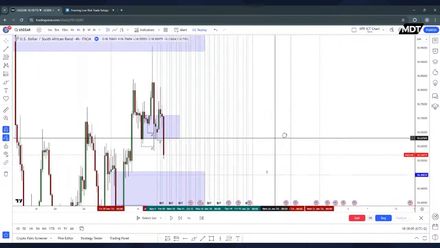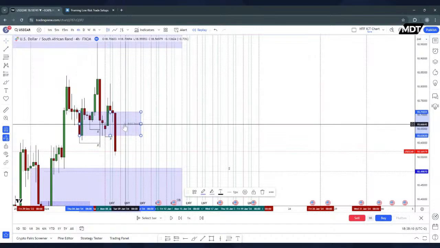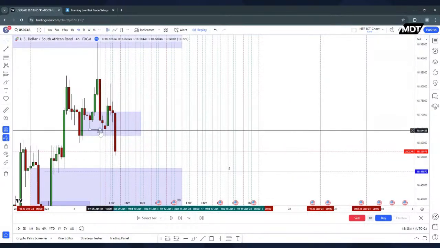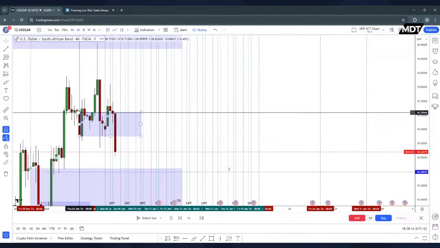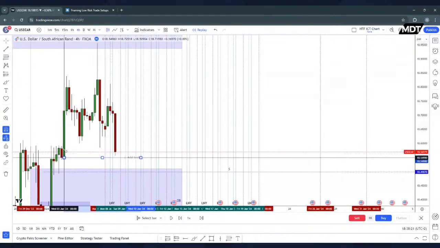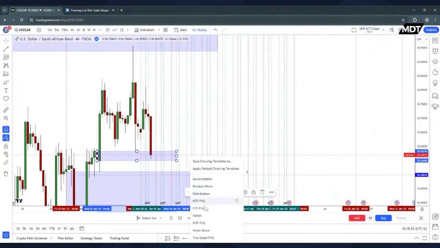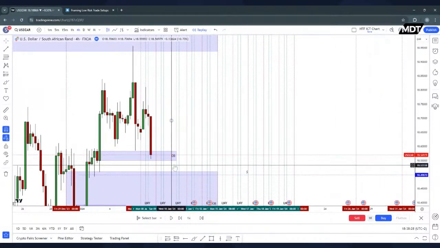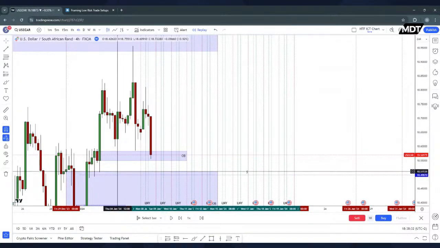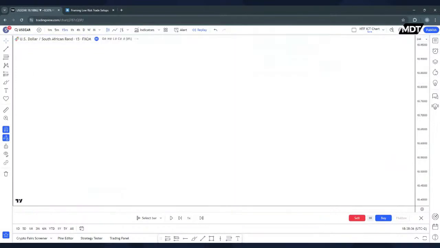Yeah, so we've, I guess, just broken below there. So that is no longer too relevant. But what I have just noticed is this order block resting below here, which we've just come into now. So let's drop down to the 15 minute and see if there's anything there.